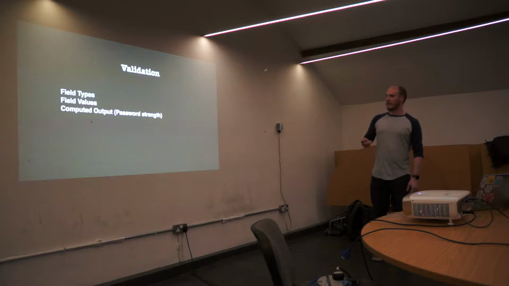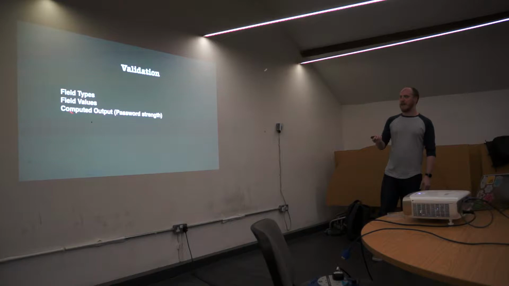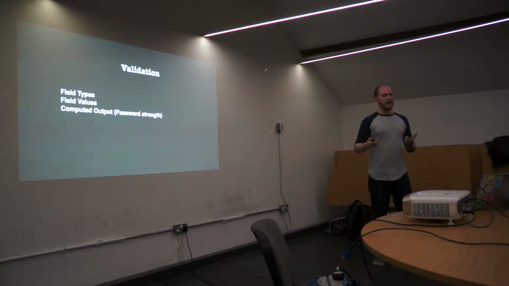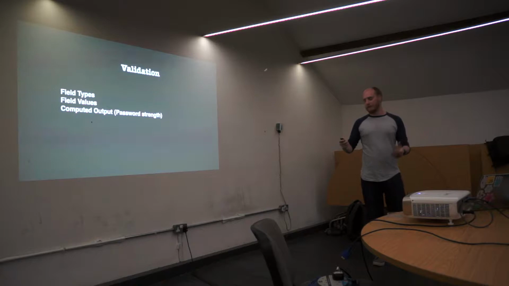So just a quick iteration about what I mean by validation. So that's checking field types, their values, and their computed output. So I can create a function that may take a password and then I want to kind of extrapolate, don't know how complex that is, based on a certain number of criteria.